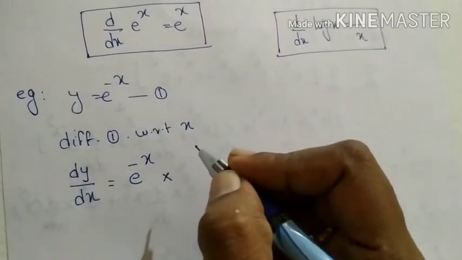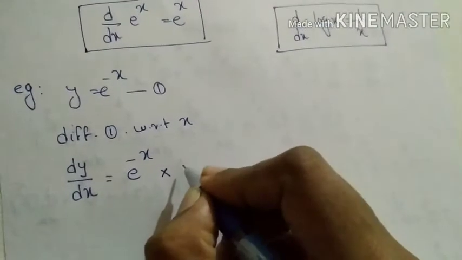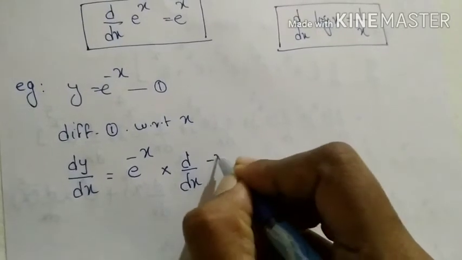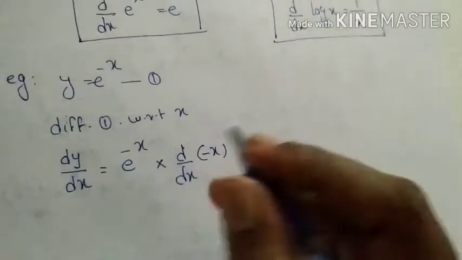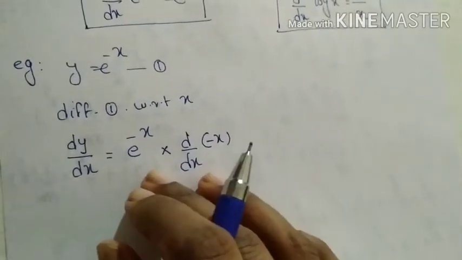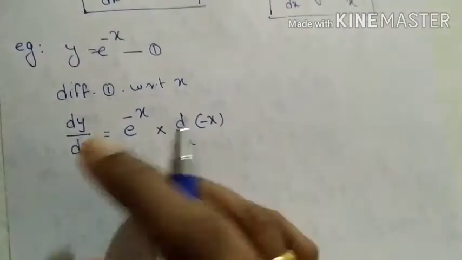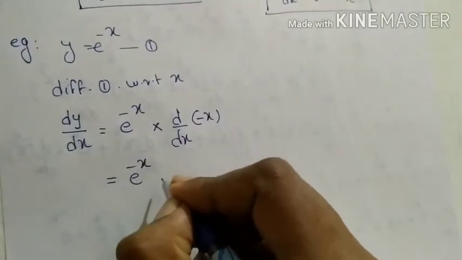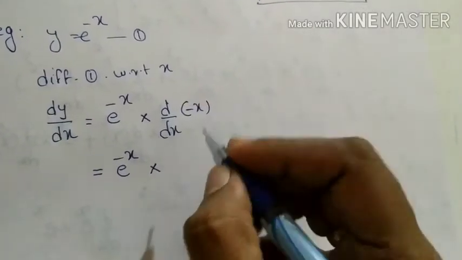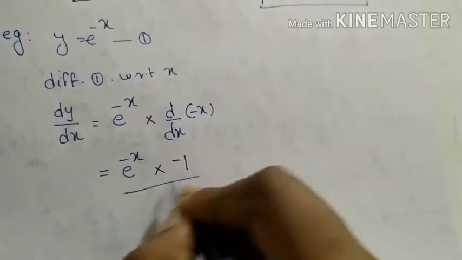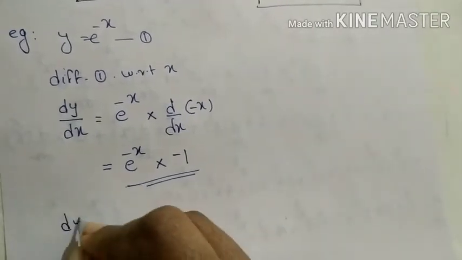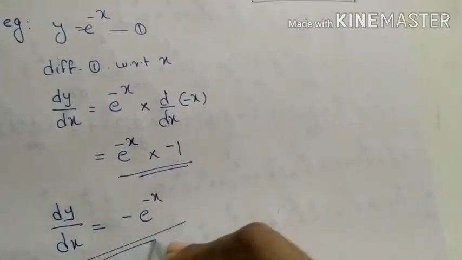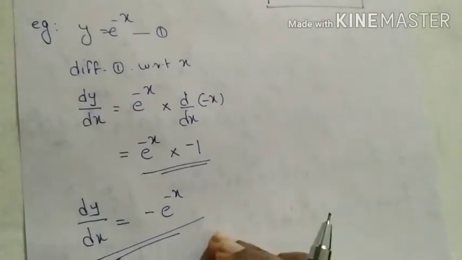So, here I am going to use chain rule. We need to find the derivative of minus x here and multiply with the first term e raised to minus x. This will give the derivative of our function, which will be equal to minus e raised to minus x, since the derivative of minus x is minus 1. So the final answer will be dy by dx equal to minus e raised to minus x. Okay.